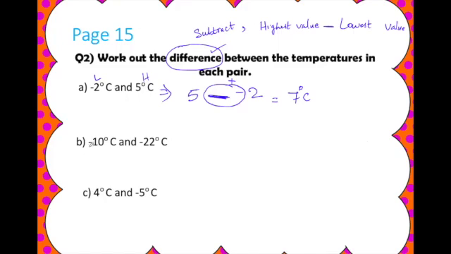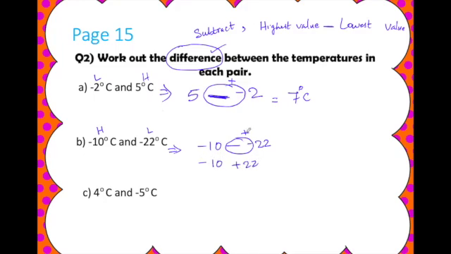Next, negative 10 and negative 22. This is the highest number and negative 22 is the lowest number. Don't forget, we have to write the highest number first. Minus the lowest number, negative 22. Negative and negative will become positive. So we can rewrite negative 10 plus 22.